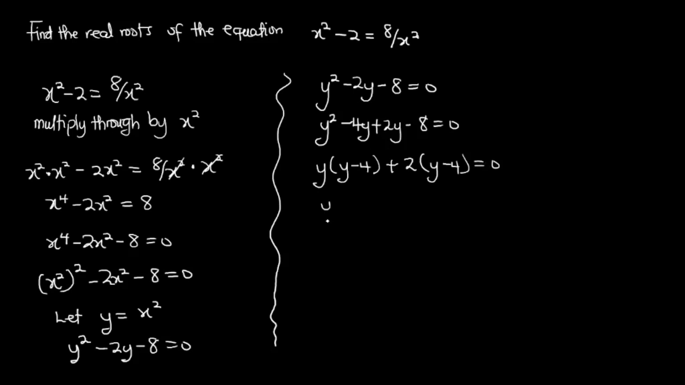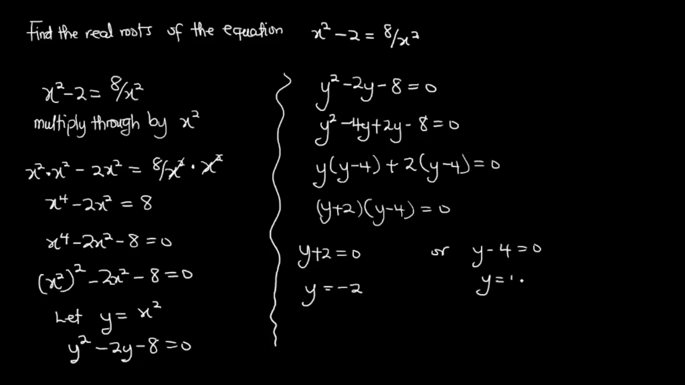So I have from here y plus 2, y minus 4 is equal to 0. So I have y plus 2 equals 0, or y minus 4 is equal to 0. So I have y is equal to either negative 2 or y is equal to positive 4.